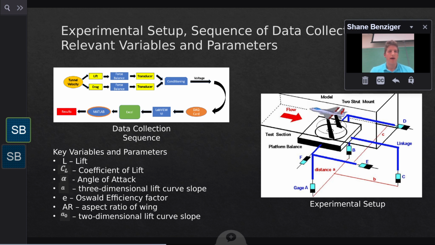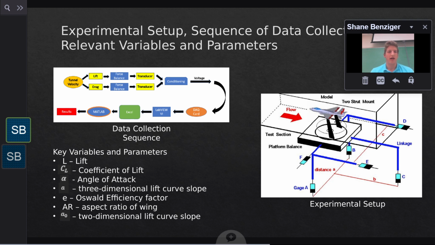From that, the force balance picks up these forces, and they are processed in the transducer phase by our load cells. Then they go into conditioning, where they are received as voltages in our LabVIEW software. So that travels through our DAT card, which is plugged into our computer and is read through the software, in which we observe the changes in real time.